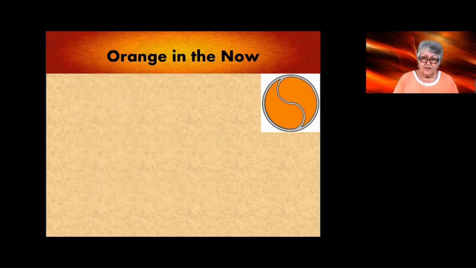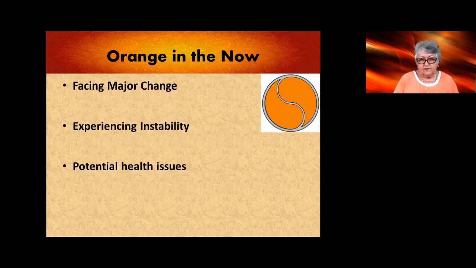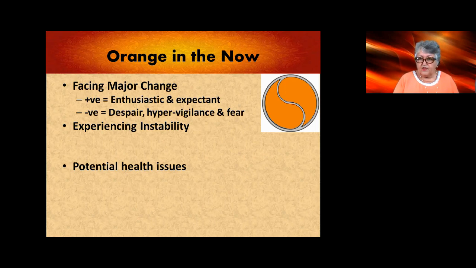And then we have orange as it is activated in the now. Here we have three major issues: facing a major change, experiencing instability in life, and the potential health issues that arise when a person chooses orange as a signifier for themselves in the present. Facing major changes has a positive aspect, which is enthusiasm and expectancy. Yes, I can manage this. But the negative aspect is despair, hypervigilance, and a tendency to be fearful about any form of change whatsoever.